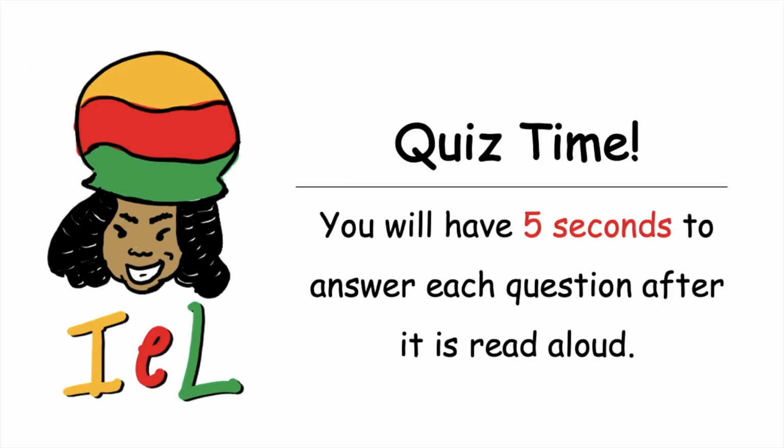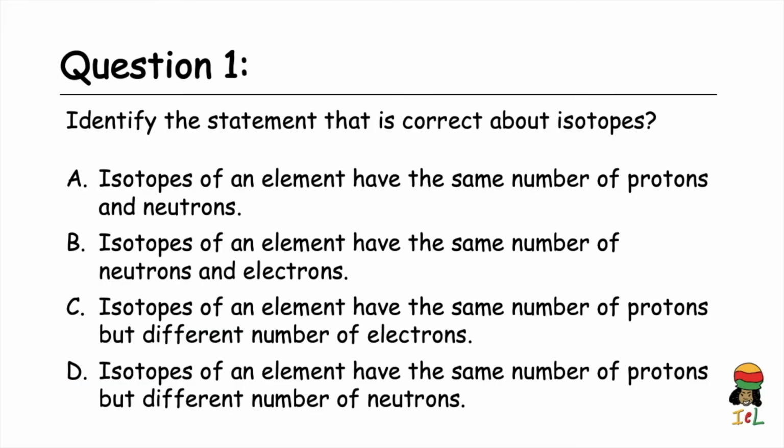You have 5 seconds to answer each question after it is read aloud. Question 1. Identify the statement that is correct about isotopes. A. Isotopes of an element have the same number of protons and neutrons. B. Isotopes of an element have the same number of neutrons and electrons. C. Isotopes of an element have the same number of protons but different number of electrons. D. Isotopes of an element have the same number of protons but different number of neutrons.